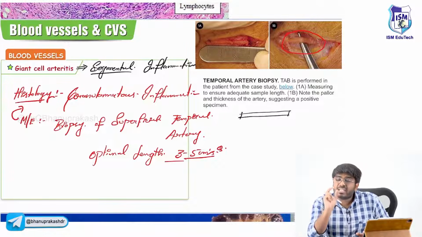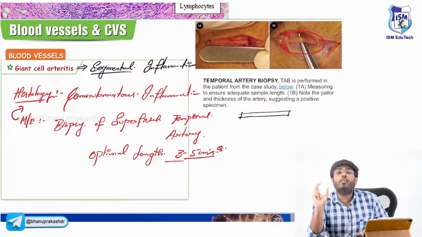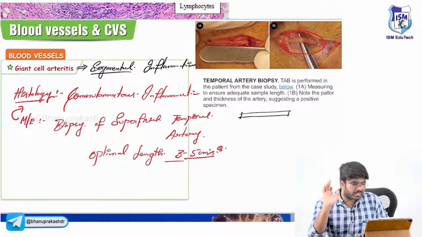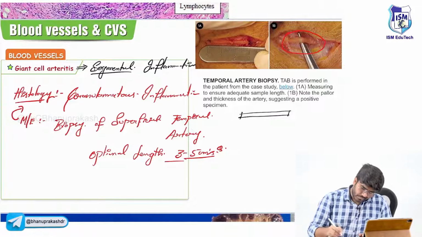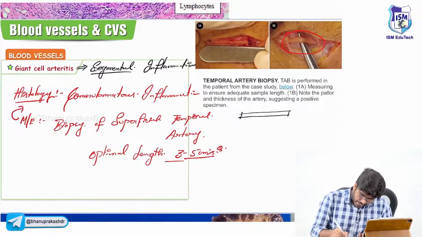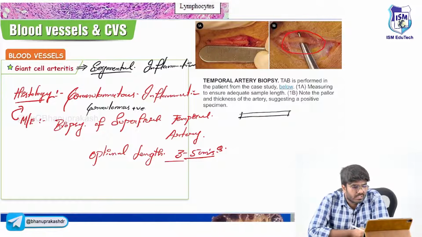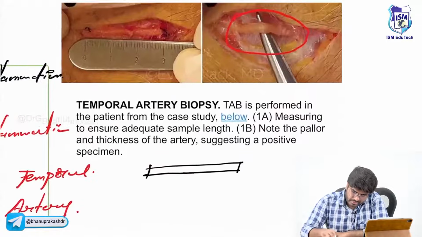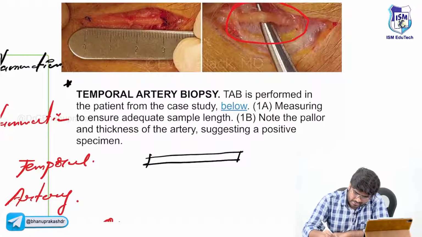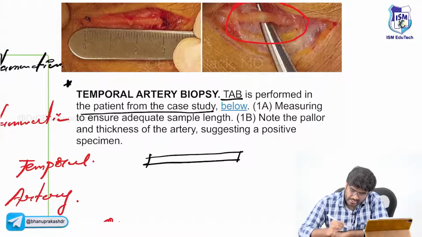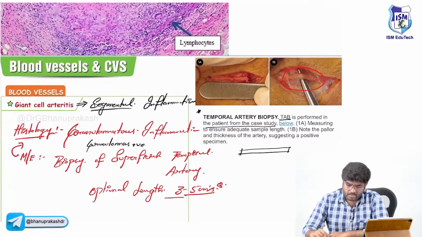Then what you will see? You will see segmental granulomatous inflammation with giant cells and epithelioid cells present, sir. So granulomas are present. These are the important points which I want you to know. Even in this image, you can very clearly see the temporal artery biopsy, TAB. TAB means temporal artery biopsy, performed in a patient in a case study. So that's a temporal artery biopsy.